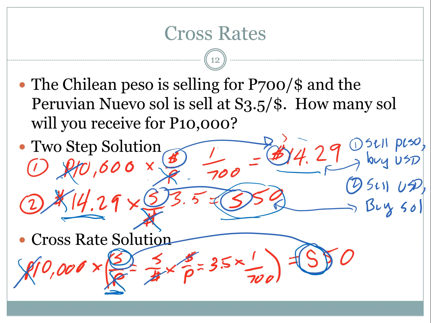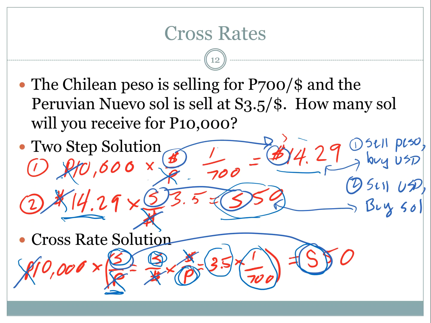How am I going to do that is just fill in the blanks with some other third currency. If I can just take the sol over dollar exchange rate times the dollar over peso exchange rate, the dollars will cancel out and I will get a sol per peso exchange rate. So the sol per dollar exchange rate is 3.5. The dollar per peso exchange rate is 1 over 700. So actually the sol per peso exchange rate is just 3.5 over 700. And I can just use that to get 50 directly.